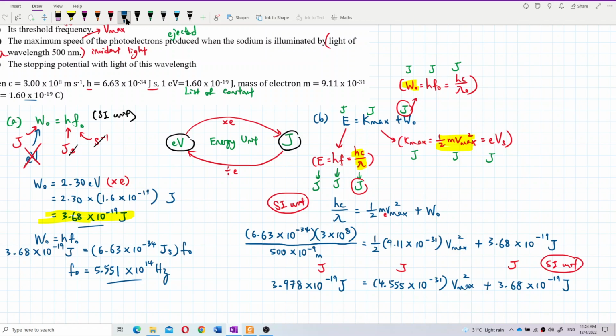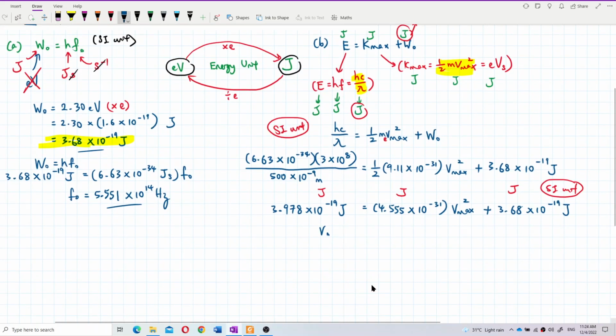Okay, so now calculate 3.978 exponent negative 19 minus 3.68 exponent negative 19. And then I divide by 4.555 exponent negative 31. Okay, and then I square root. Don't forget. So what you get here is just Vmax square.